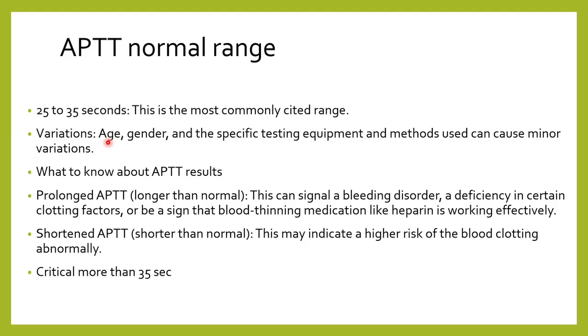Okay, and if you are getting a shortened APTT, less than 25 seconds, that means your blood is clotting very soon. Okay, so that is the meaning of prolonged APTT and shortened APTT. And if at all your APTT is more than 70 seconds, then it is a critical value. Okay, you will have to inform your doctor immediately.